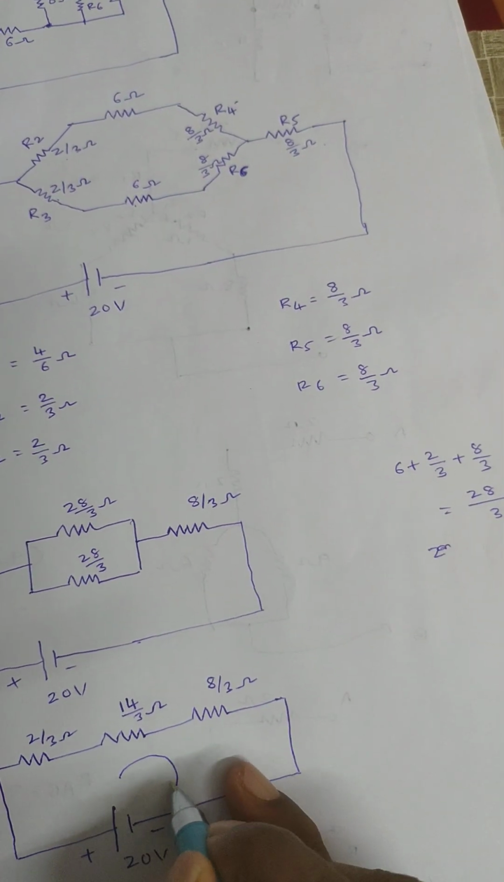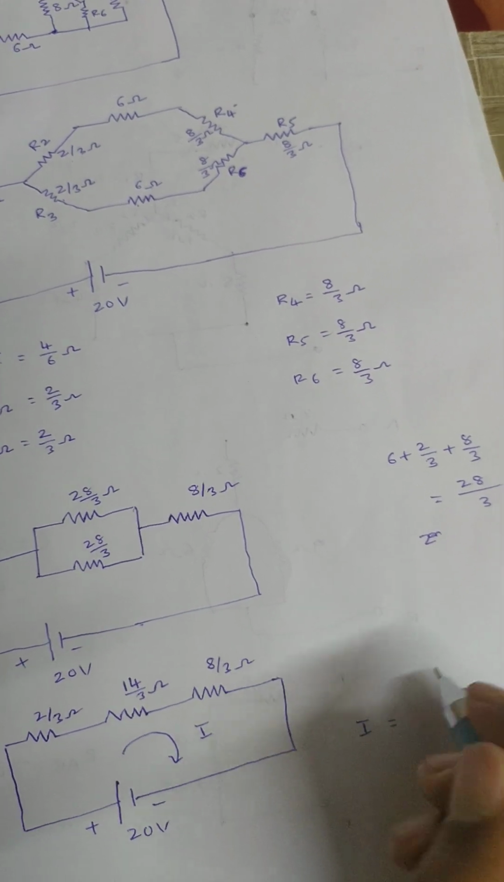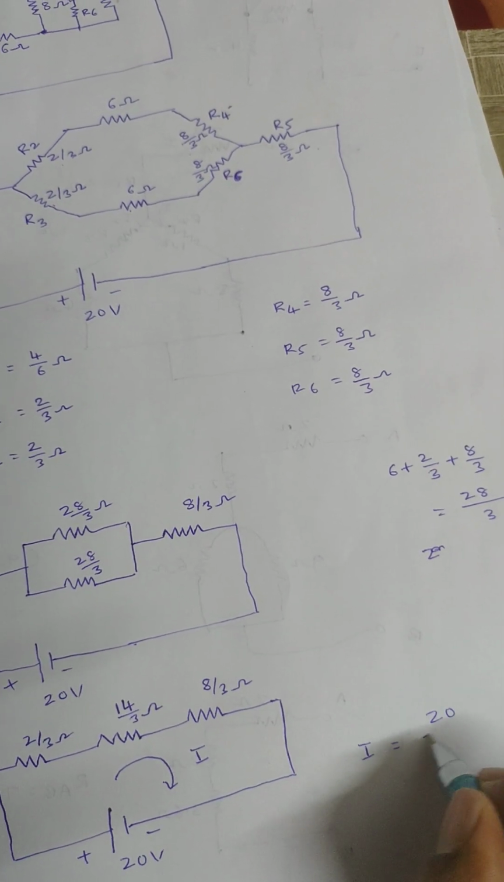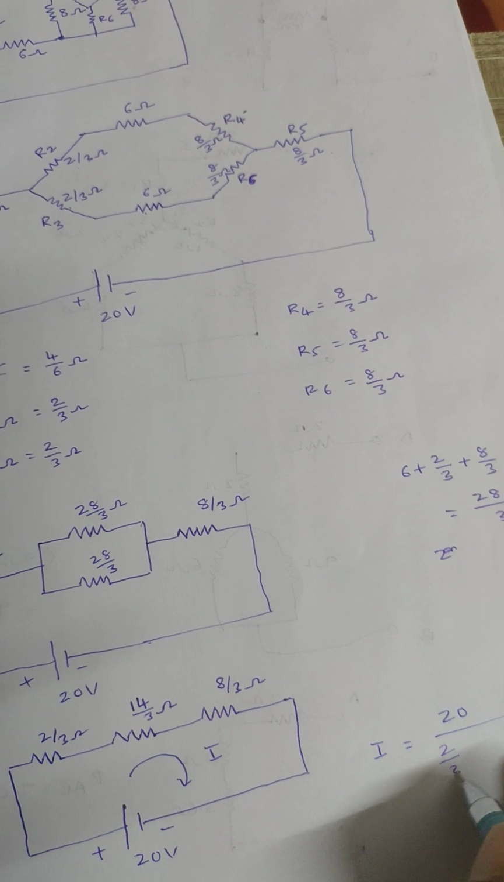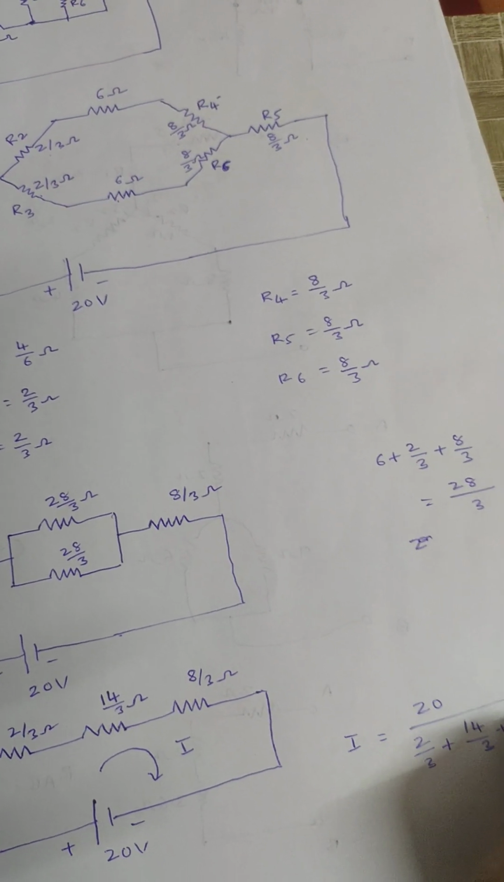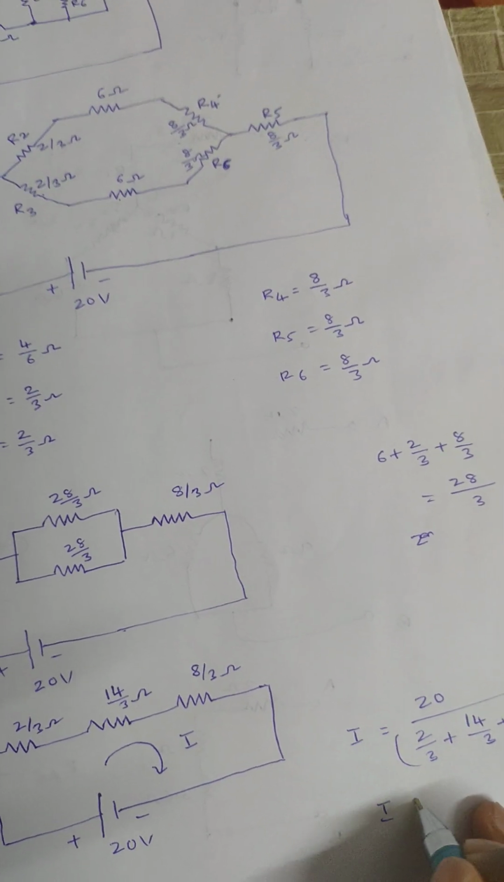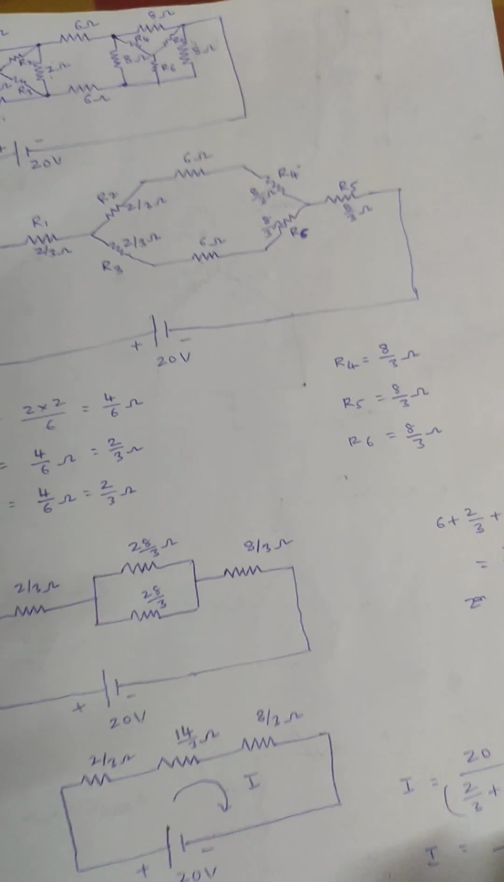Then here you will get current I equals 20 by 2 by 3 plus 14 by 3 plus 8 by 3. If you simplify this equation, you will get the current value.